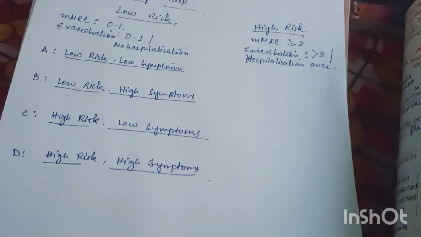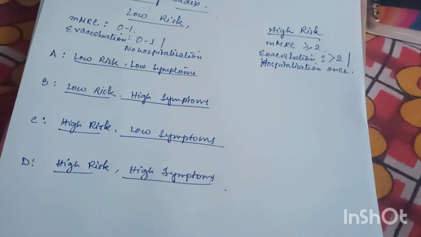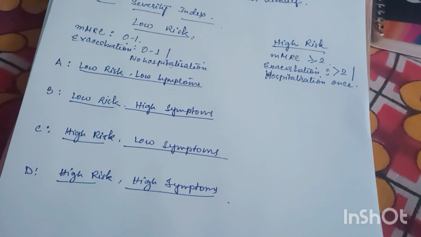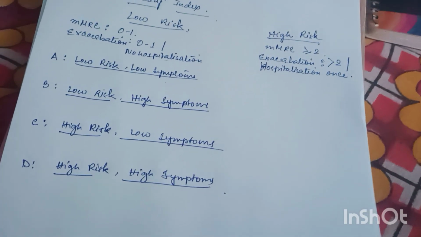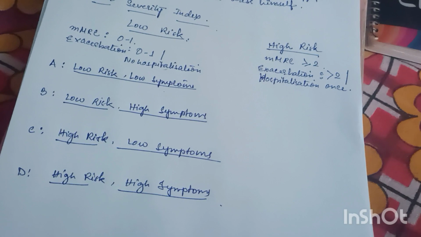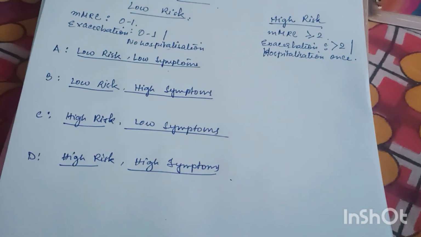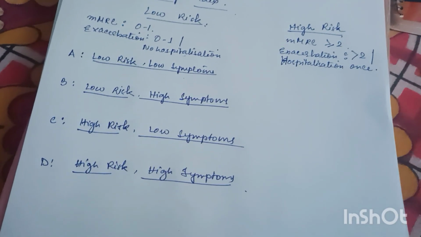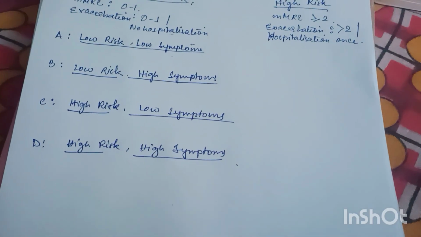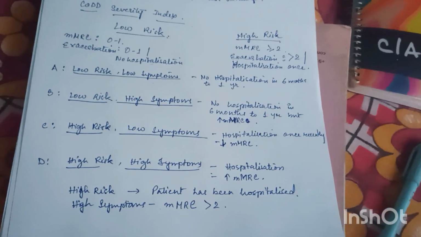Then comes C. In C we see high risk, which means there is a recent hospitalization, but low symptoms, meaning low mMRC grading. Now in D, there are both things, high risk and high symptoms, so there is recent hospitalization and a high mMRC grading, greater than or equal to 2. So this is the thing.